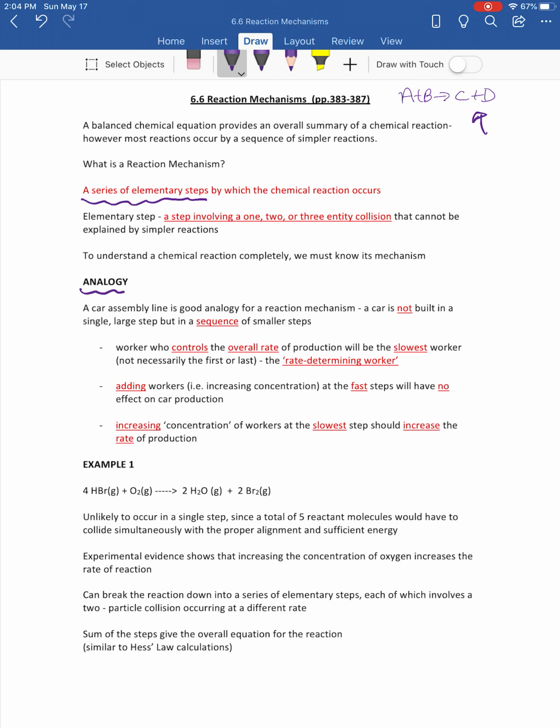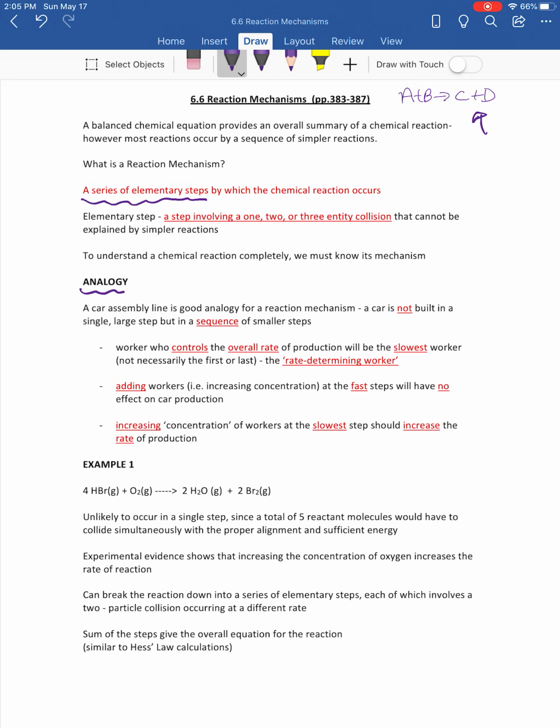Kind of like when you're running a race, okay? And say it's a relay race. Your team is affected most by the slowest member because that's who determines the rate, right? So adding workers at the fast steps won't affect how many cars you make. However, if you got a slow step, like a really intricate step that takes a lot of time, if you put your workers there, that should increase your rate of production. Okay, so we're going to call the slowest step in a chemical reaction our rate determining step.